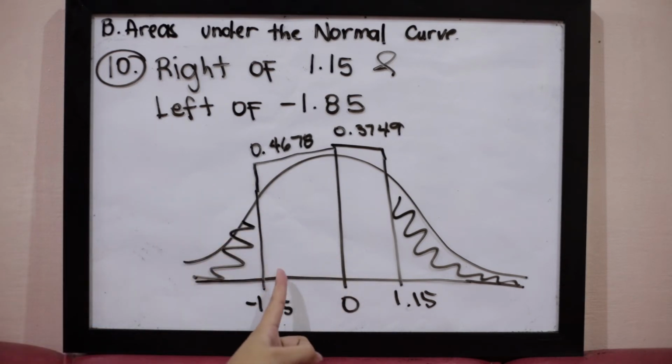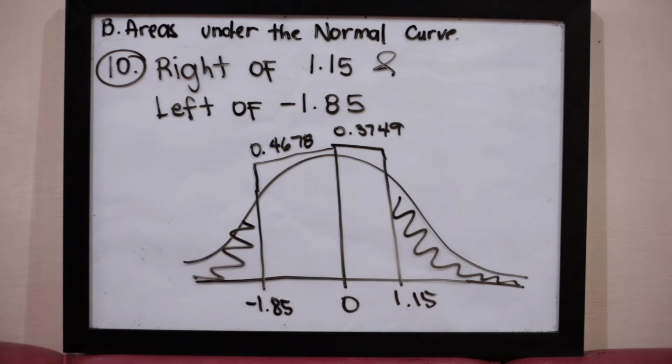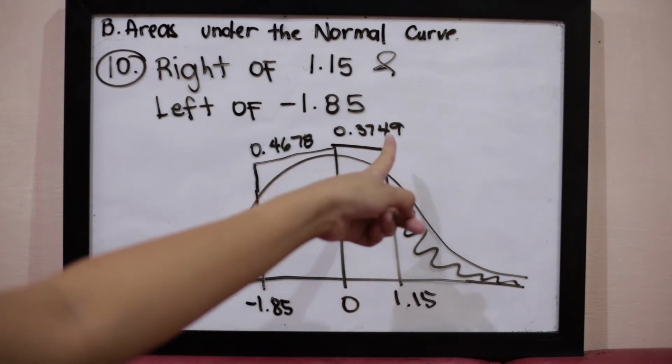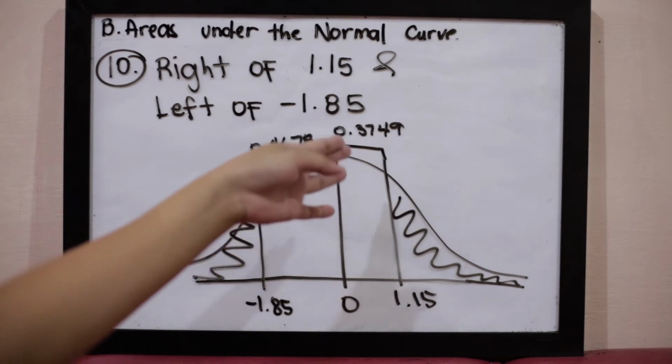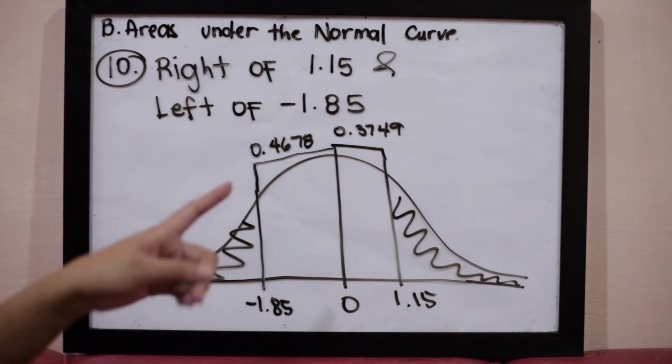Now, what our table reflects is not the shaded region. The shaded region is outside that, outside this, the reflected region in the table. So, there are a lot of ways on how we can solve this given problem. I will show you two ways on how to solve this one.